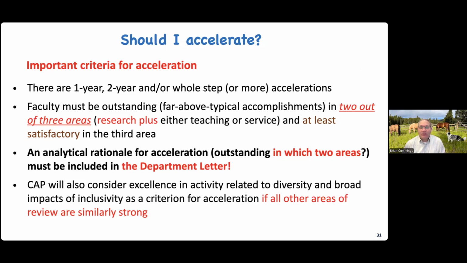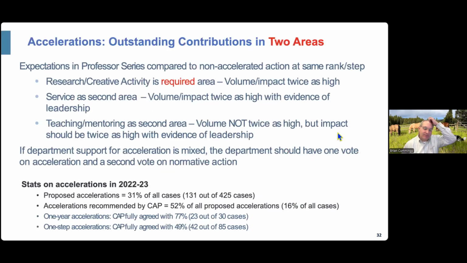CAP will consider excellence in diversity and inclusive excellence as a criteria for acceleration if the other areas of review are also similarly strong. So it can't cover up a weakness in teaching or research. I believe the next slide has some data for you about accelerations: the expectation is that your research and creative activity is required, so your volume and your impact is twice as high as that of a colleague. And that your second area, in service for example, your volume or impact was twice as high, with evidence of leadership in some service area.